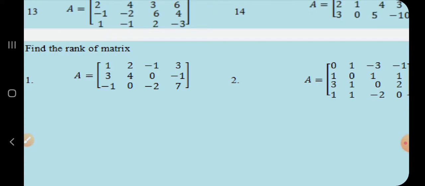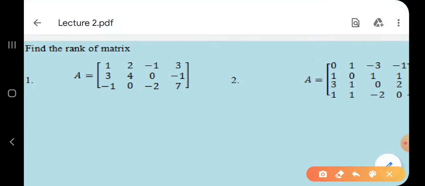A is given. First row is 1, 2, minus 1, 3. Second row is 3, 4, 0, minus 1. And third row is minus 1, 0, minus 2, 7. So these are the three rows and we have to solve this problem.